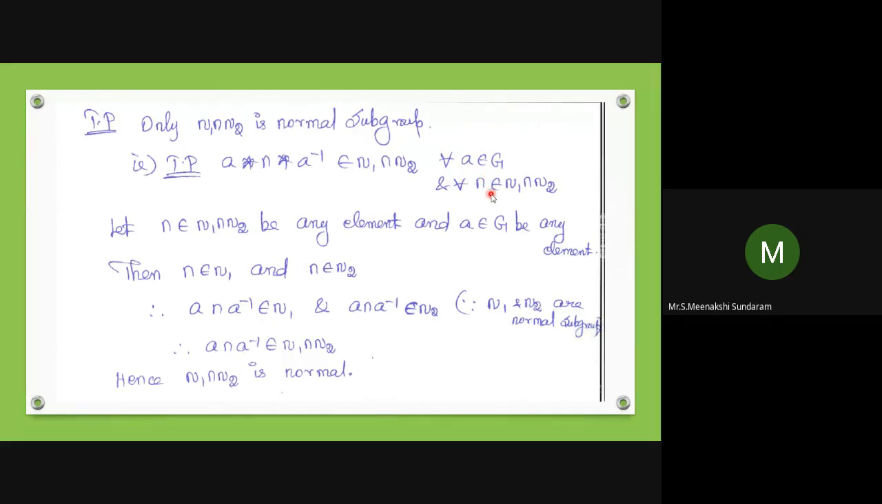So for all a belongs to G, for all n belongs to N1 intersection N2. Let n belongs to N1 intersection N2 be any element and a belongs to G be any element. So then n belongs to N1 and n belongs to N2. So a n a inverse belongs to N1 and a n a inverse belongs to N2, since N1 and N2 are normal subgroups. So therefore, a n a inverse belongs to N1 intersection N2. Okay.